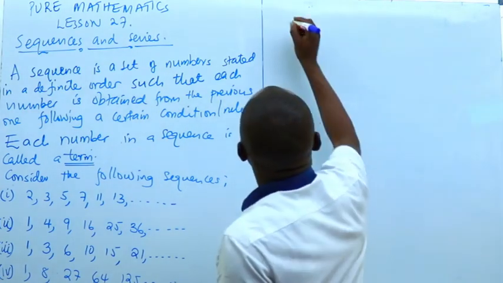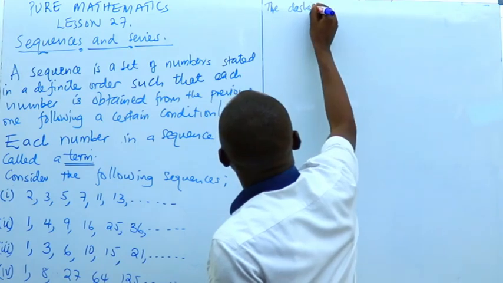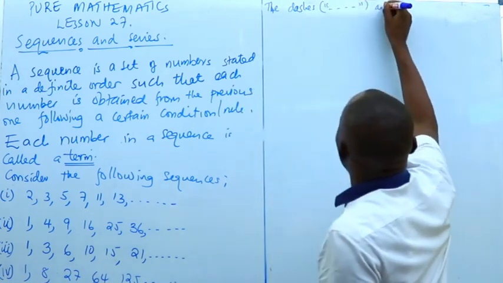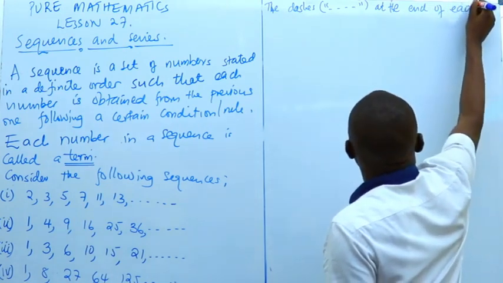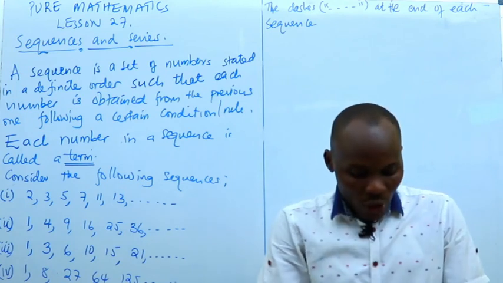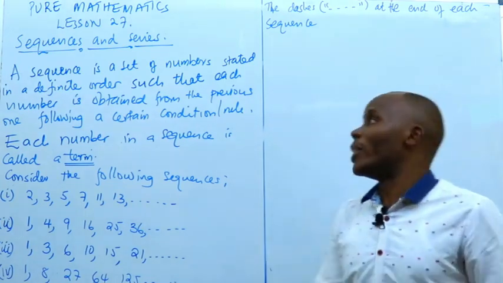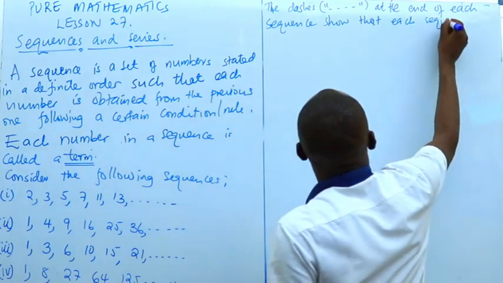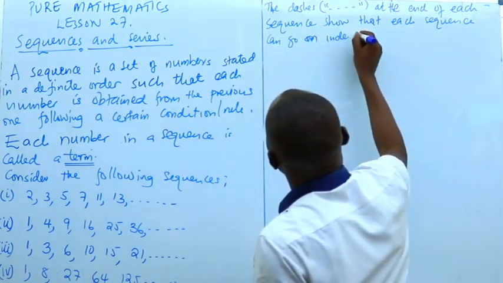Now, the dashes in brackets at the end of each sequence show that each sequence can go on indefinitely.